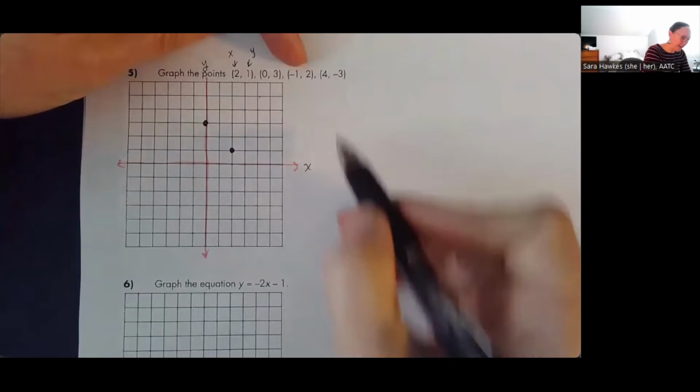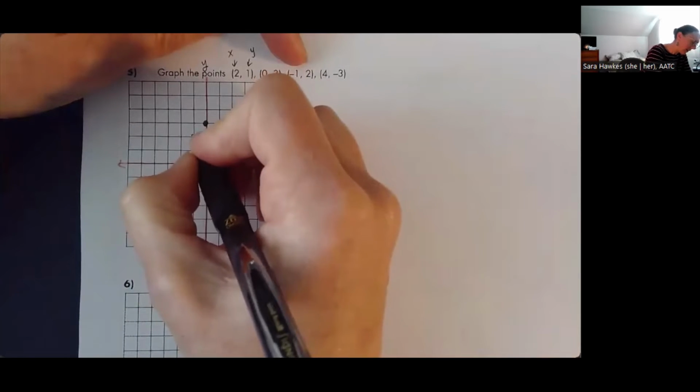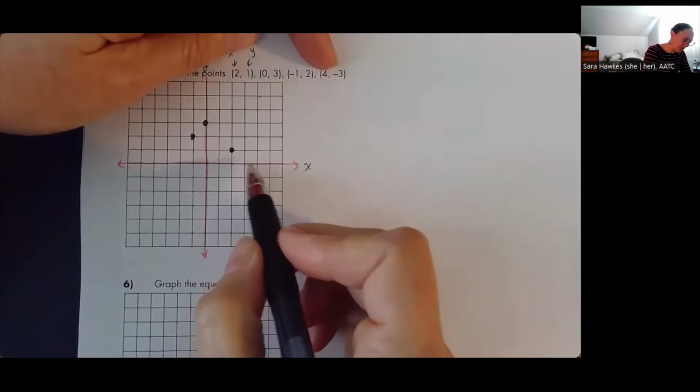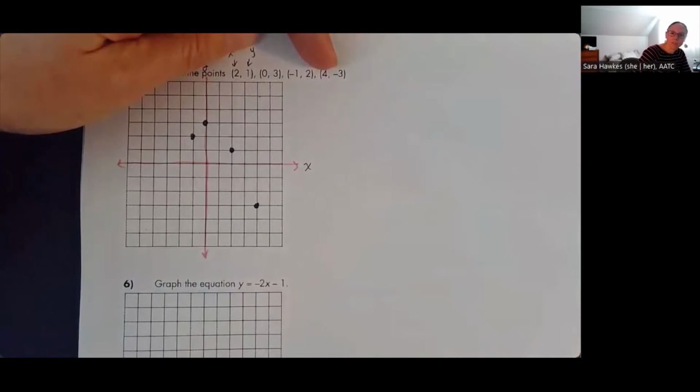-1, 2. That -1 says move 1 to the left of the origin and then up 2, 1, 2. And my last point, 4, -3, says take 4 steps to the right and then down 3. And those are all of our points.